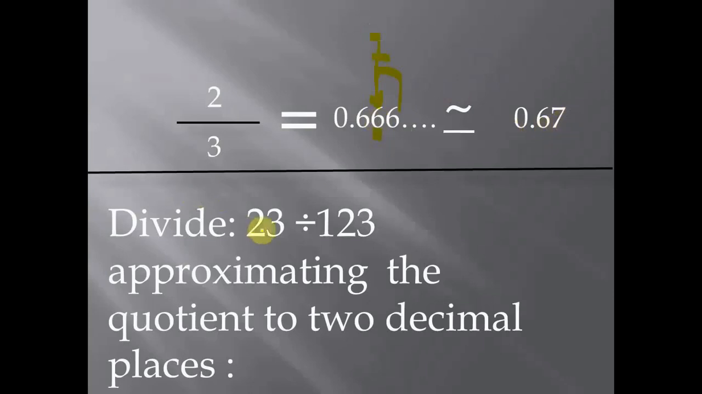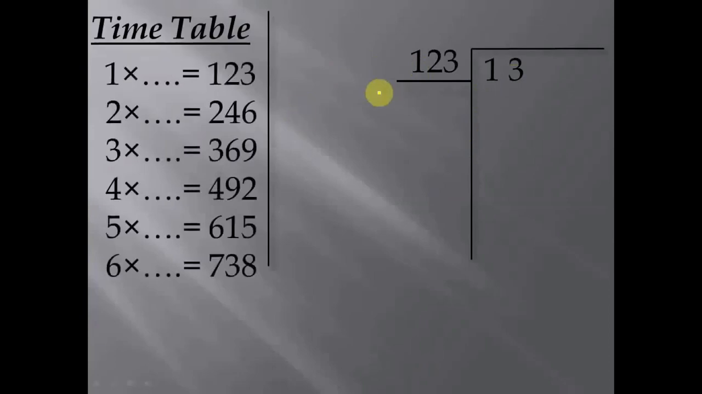Another exercise: divide 13 by 123 and then approximate the quotient to 2 decimal places also. Approximate to the nearest hundredth. We make the division figure and write the dividend and write the divisor and make the timetable and go to the division.